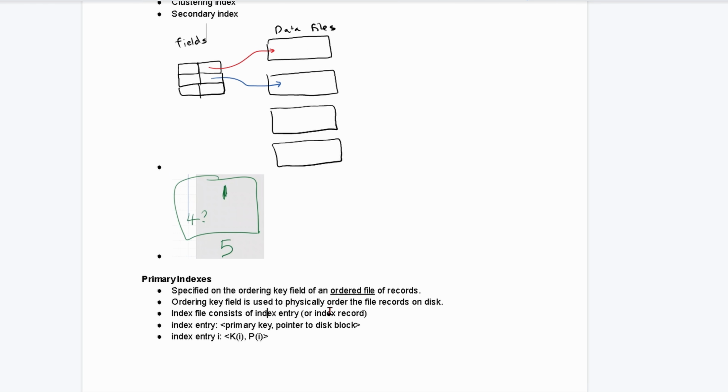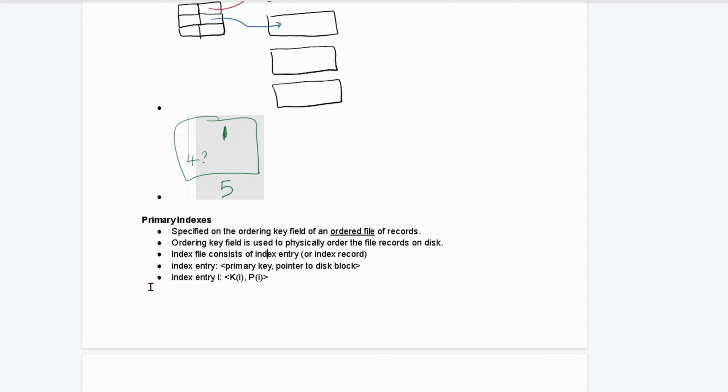Next we have primary indexes. It's specified on the ordering key field of an ordered file of records. The ordering key field is used to physically order the file records on disk. The index file consists of index entries, or index records. The index entry is the primary key and then the pointer to the disk block. So in here, on the left, we have our primary keys, and then they point to our disk blocks.